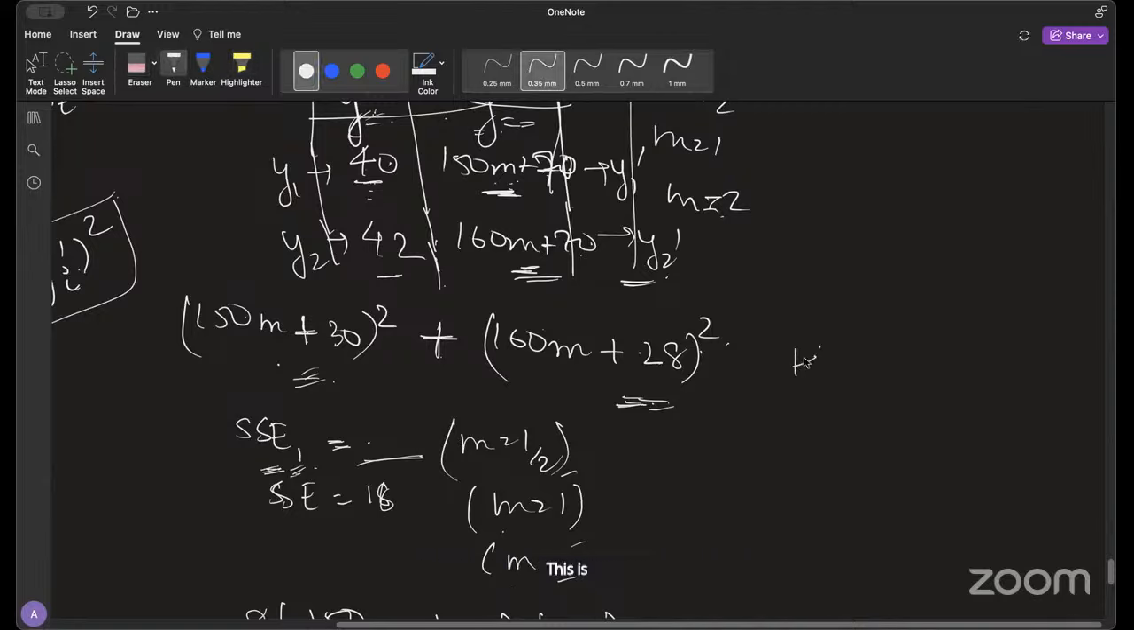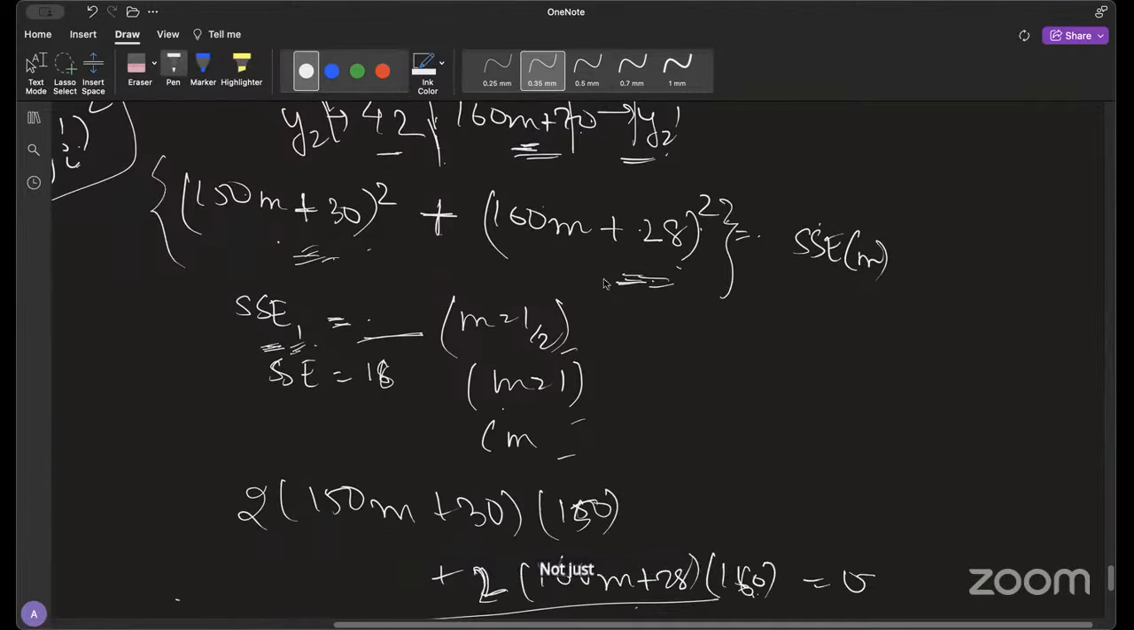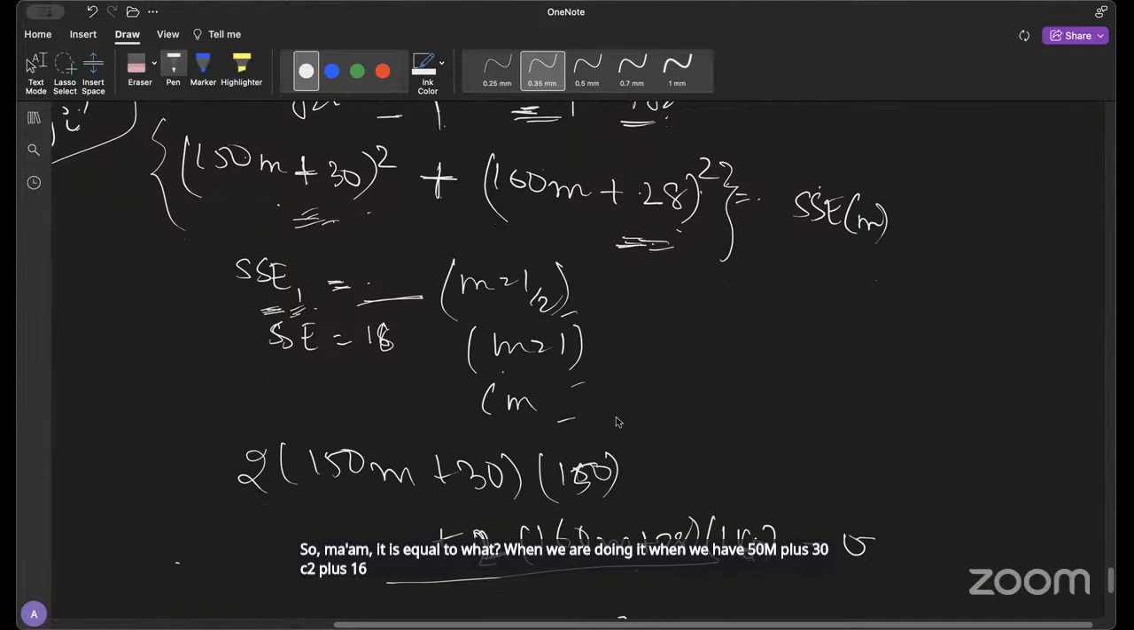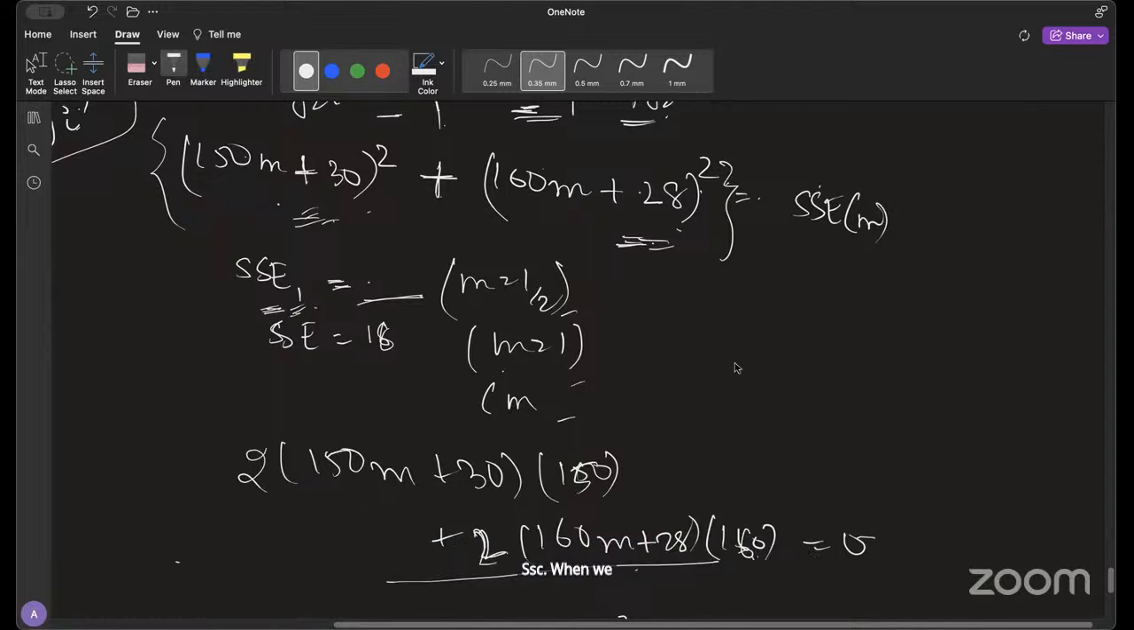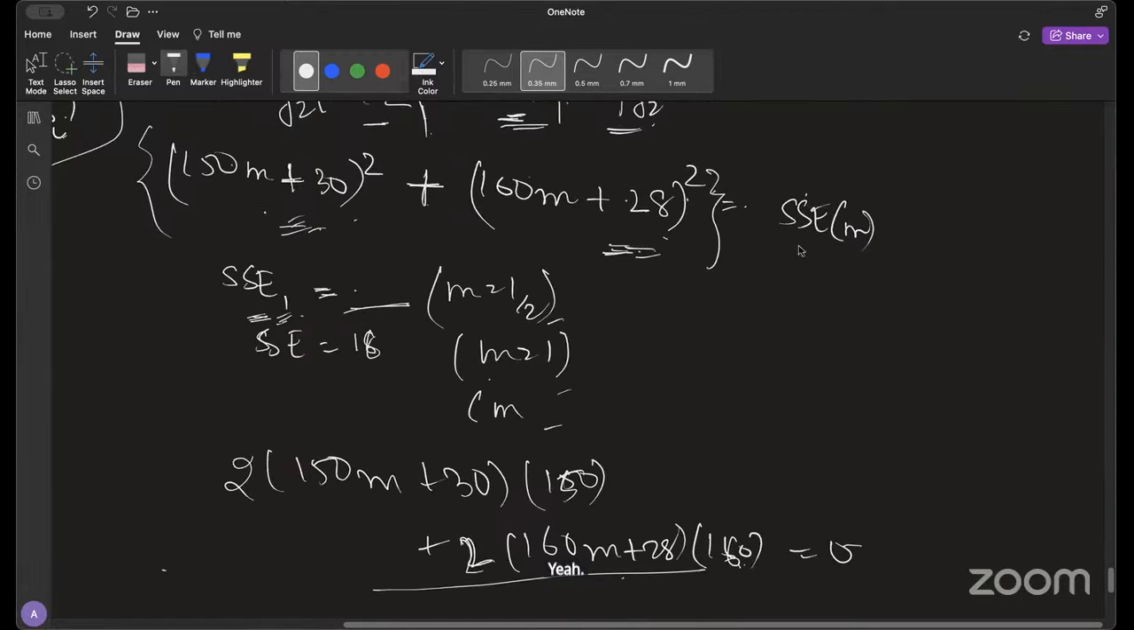This is the SSE, right? And your SSE is a function of m. So you minimize this entire thing, so you'll have to take the derivative of this entire thing. Ma'am, it is not equal just to this thing? When we have 150m plus 30 whole square plus 160m plus 28 whole square, this is equal to SSE. When we do the derivative of it, we equate it to 0 and we will get the value of m. Just equate the derivative of SSE.